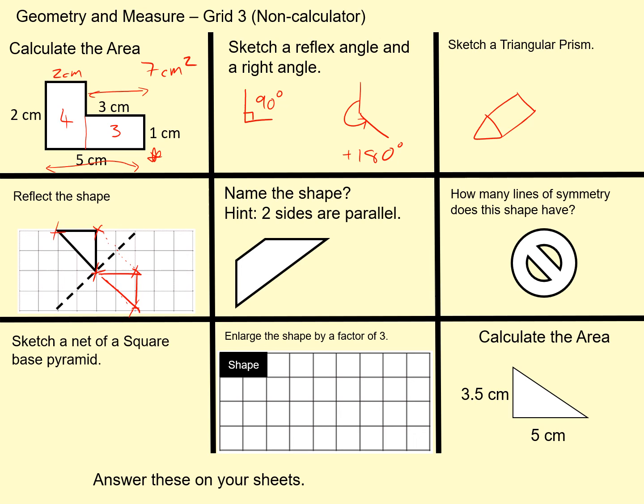Next it says name the shape. There's a hint there, it says 2 sides are parallel, so if we assume it's that one and that one, we've got 2 parallel sides and 2 non-parallel sides. That makes it a trapezium.